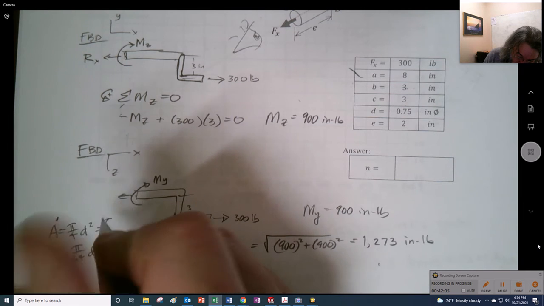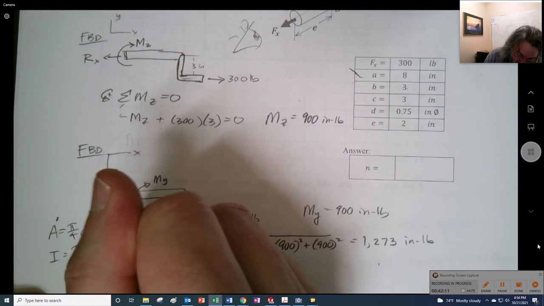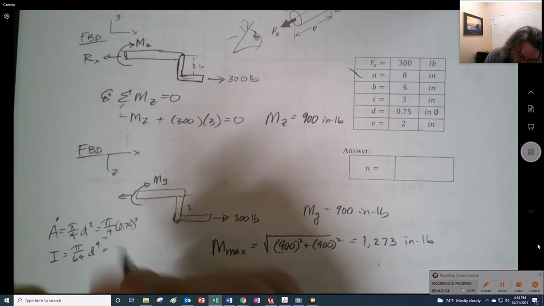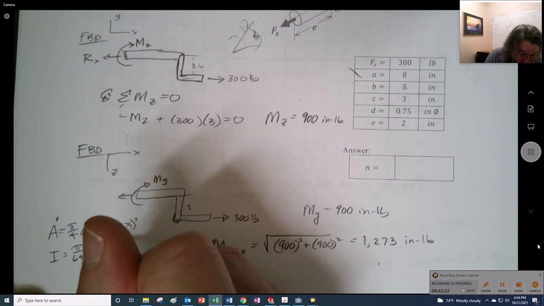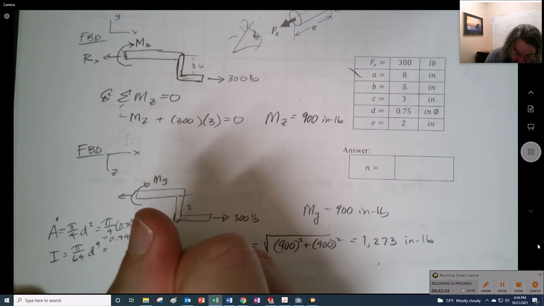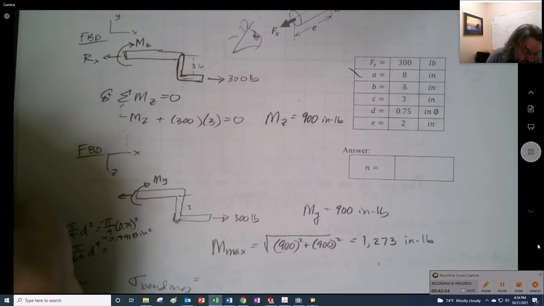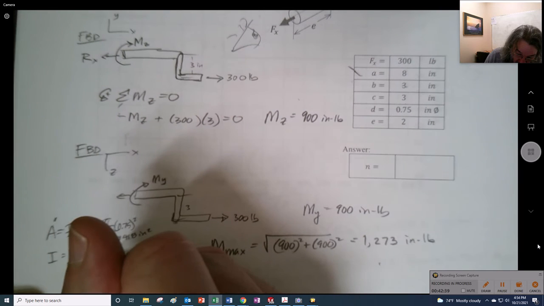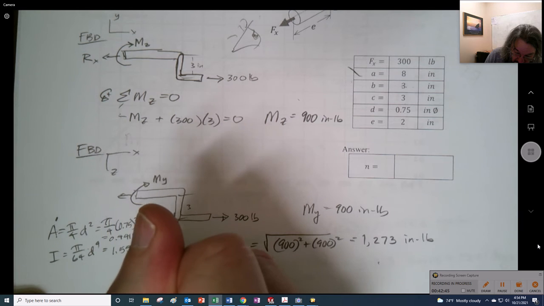So I guess I'll write this out. Man, this pencil lead is terrible. I'll write it in there. 0.75, pi times 4 divided, and I get 0.4418 inches squared. And I'm not going to bother sticking this in. 0.75 to the fourth, pi times 64 divided, I get 1.553, that's good enough, E minus 2 inches to the fourth.